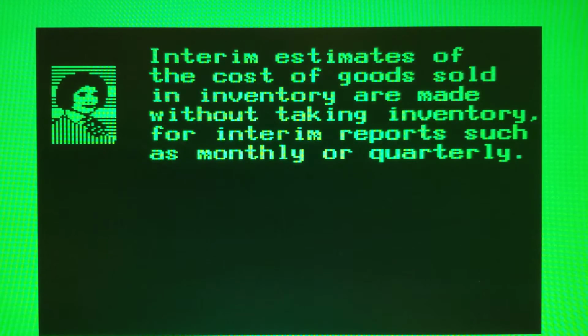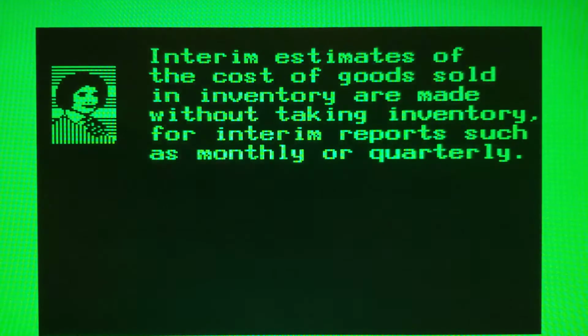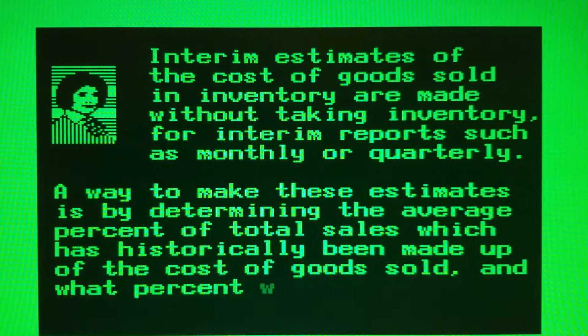Interim estimates of the cost of goods sold and in inventory are made without taking inventory, for interim reports such as monthly or quarterly. One way to make these estimates is by determining the average percent of total sales which has historically been made up of cost of goods sold and what percent was gross margin.